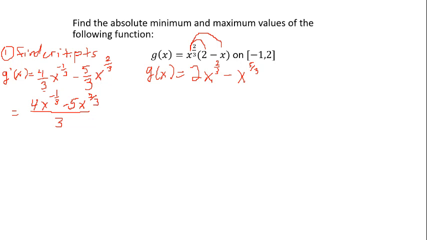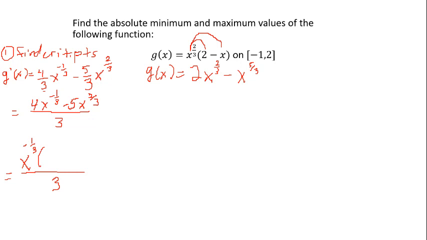Then, in the numerator, both of these terms have an x in it, and the rule when your greatest common factor is a variable is that the exponent on that greatest common factor is the lowest power of x that appears. Since the lowest power of x that appears is -1/3, I'm going to factor an x to the power of -1/3 out of both of these terms.